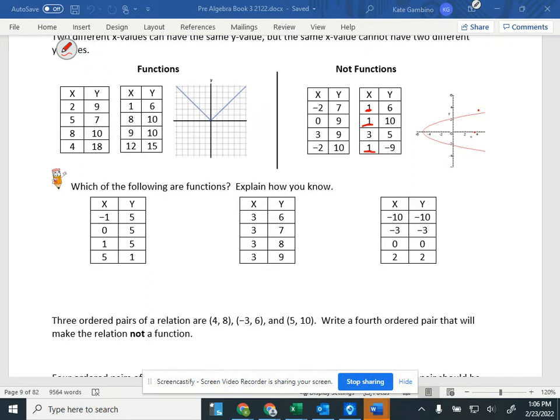If there's multiple y's for the same x, it's not a function. So basically, you can have two same x's, but they have to have different y's, or it's not a function. So think about that x as your person. Okay, if there's one person, there's only one birthday. You can't have multiple birthdays for one person. We can have the same birthday, the same y, with a different x. Two different x's can have the same y.